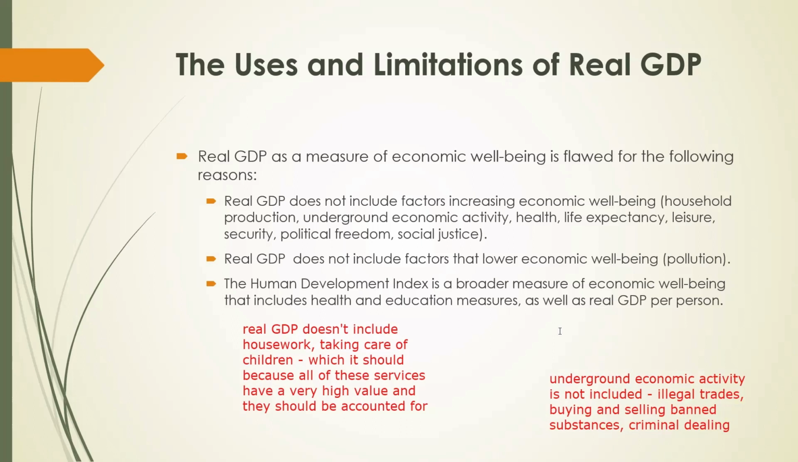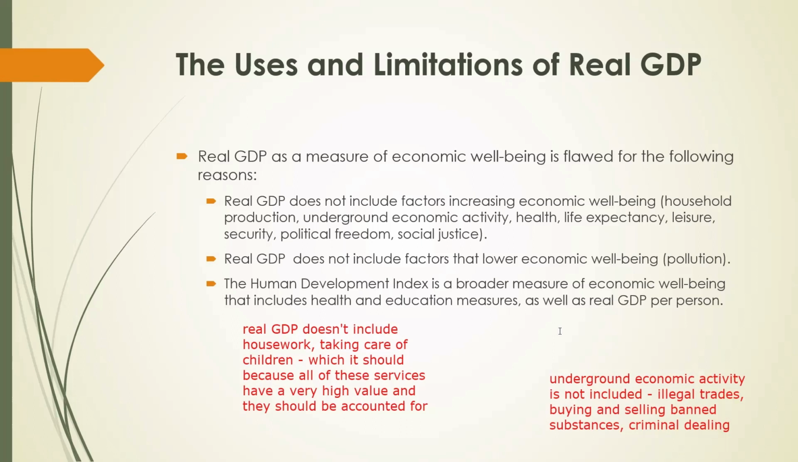If you have a higher life expectancy because of some medical breakthrough, that's not accounted for, and it should be. Leisure is not accounted for, like going skiing, having fun, going on a trip. Political freedom is not accounted for. Freedom of speech is not accounted for. The ability to vote is not accounted for. Social justice isn't accounted for. Advancements in civil rights are not accounted for, and they should all be accounted for.